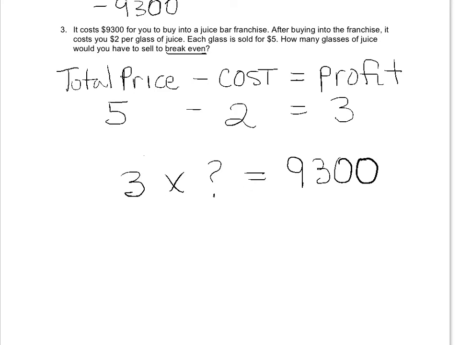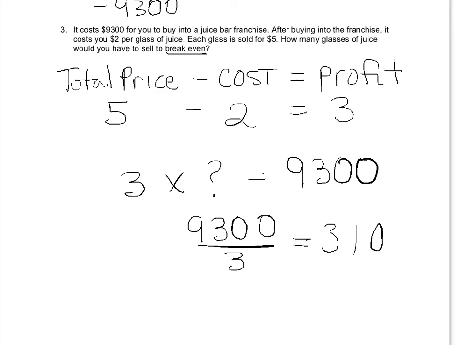Every time I sell a glass of juice, the question mark is my number of juices. So it's pretty quick, you can see that this becomes 9,300 divided by 3. And then I can see that there are 3 3s in the 9, 1 in the 3, and none here. So I think I'm going to have to sell 3,100 glasses of juice before I break even. Hopefully I sell them rather quickly and I can cover my expenses.